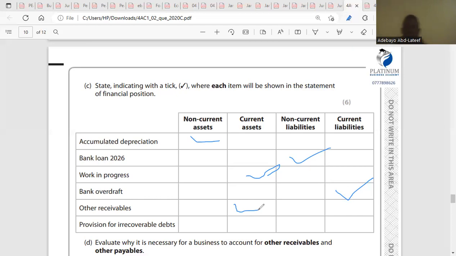Yeah, it is. Debtors are current assets. Provision for those debtors should be what? Current assets. Is it clear? Yeah. All right. So it is also what? Current assets. Any question about that? No.